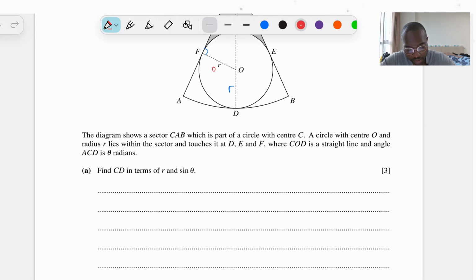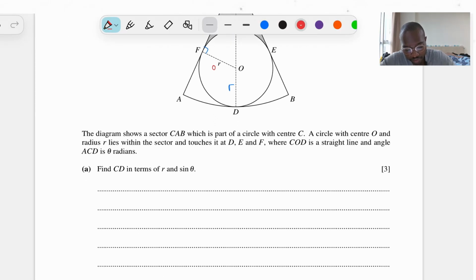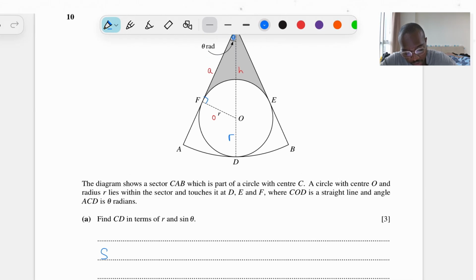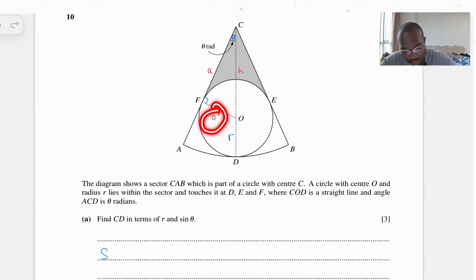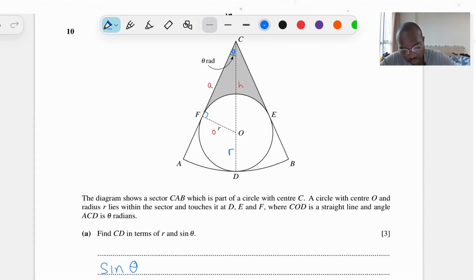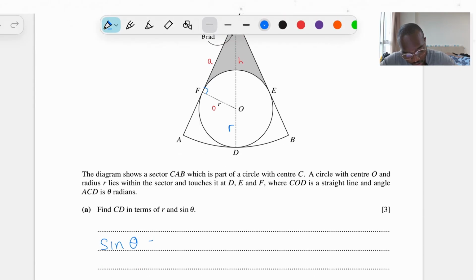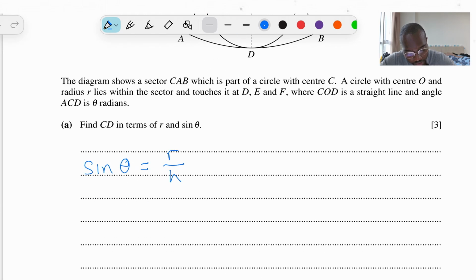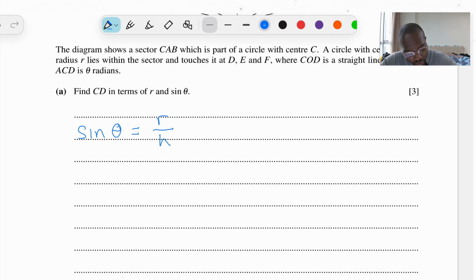Okay, so if we do that, what would that be? So we would get a sine, because we already have the opposite here and we want to work out the hypotenuse, we'd use sine. So it'd be sine theta, because theta is just theta here. That would be the opposite. Opposite in this case is R over H. Okay, let's just keep it as H. And therefore, if we rearrange this, we know that H is R over sine theta.